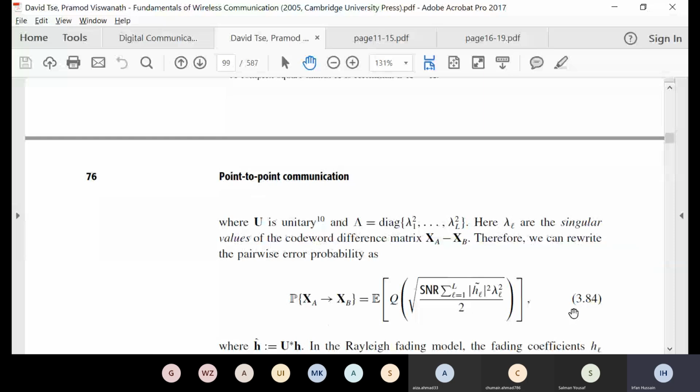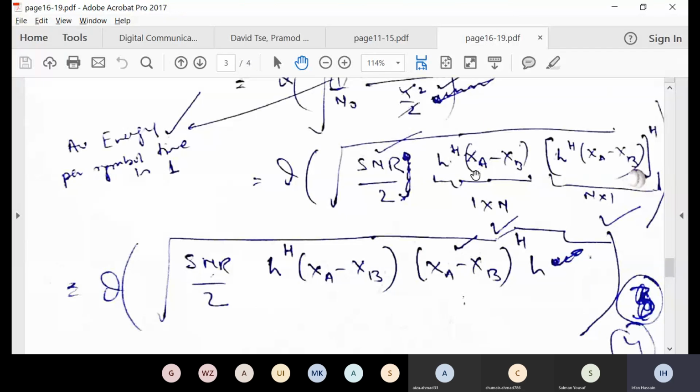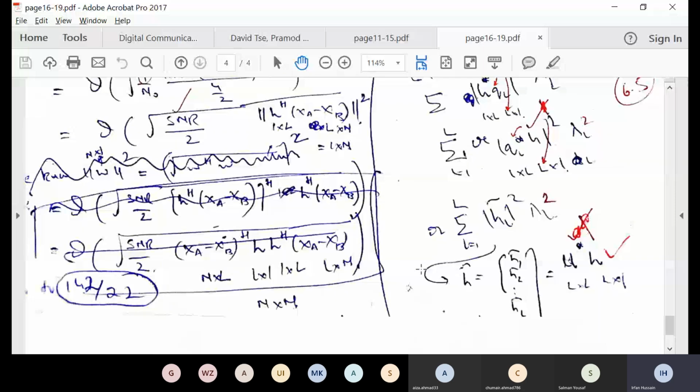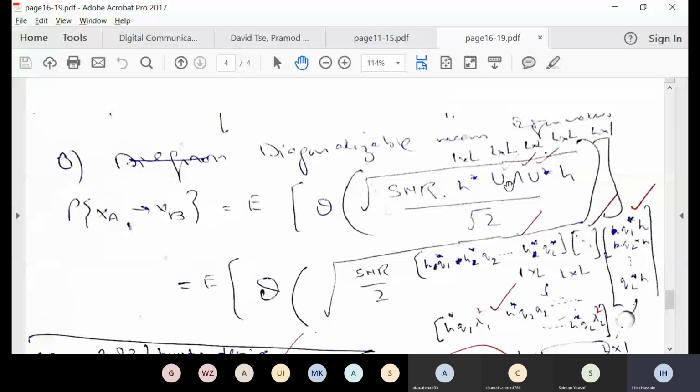So how can I write the error probability? Again, he has missed a lot of steps here, so I will try to make you understand how you can come up with these steps. We have derived up to this point. So I write xa minus xb as an eigen decomposition as follows. Remember here that H is a vector and U is a matrix.